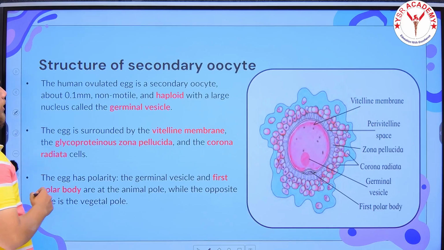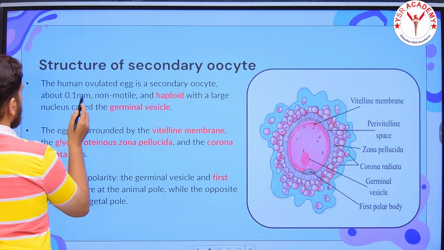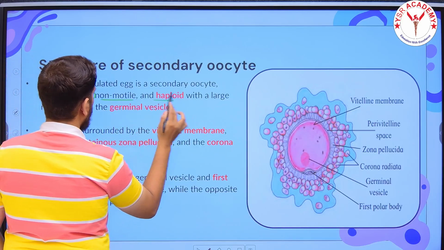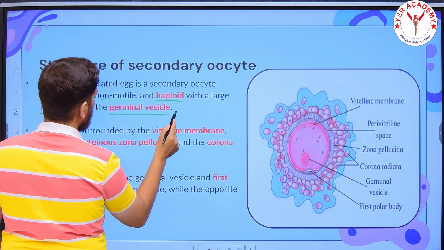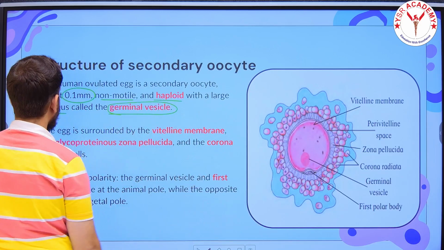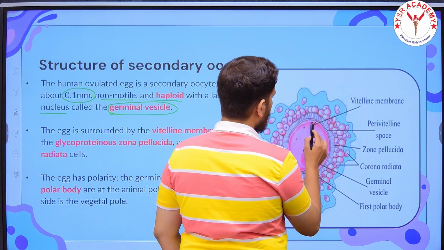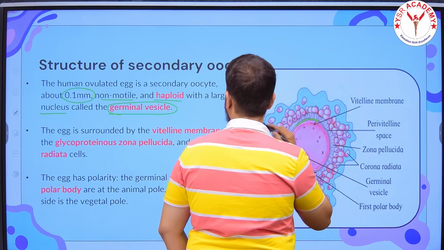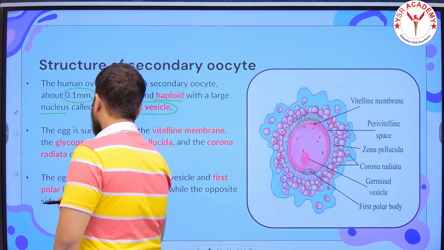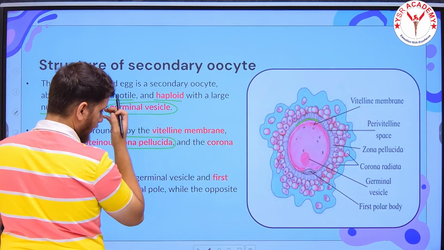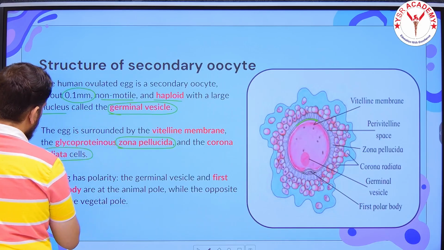A human ovulated egg, which is a secondary oocyte, is about 0.1 mm, which is a non-motile cell, haploid with a large nucleus, which is called as the germinal vesicle. As you can see, the egg is surrounded by the vitelline membrane. Can you see this? The vitelline membrane, which is the cell membrane of the ovum. Okay, then you have the glycoprotein layer, which is called as zona pellucida, जो उसके बाहर है, and then you have finally the corona radiata.